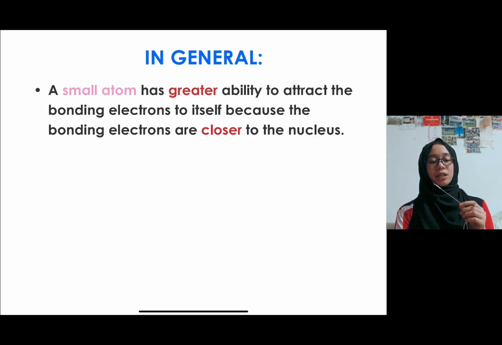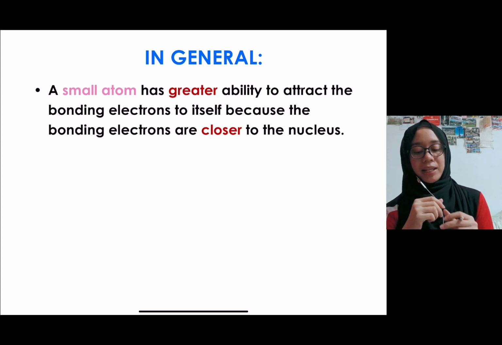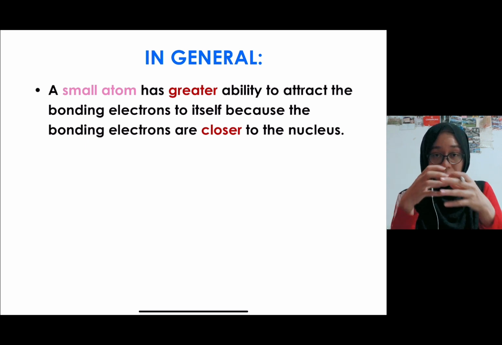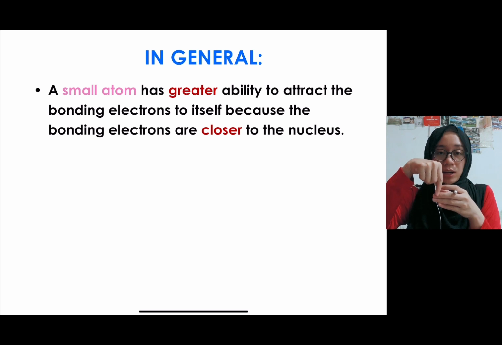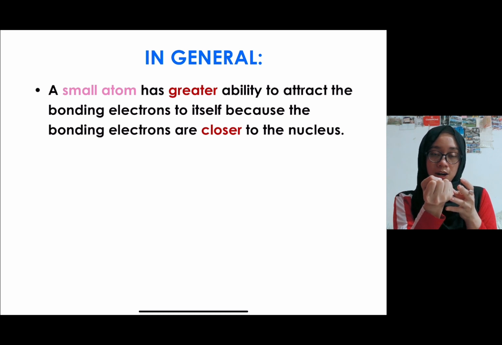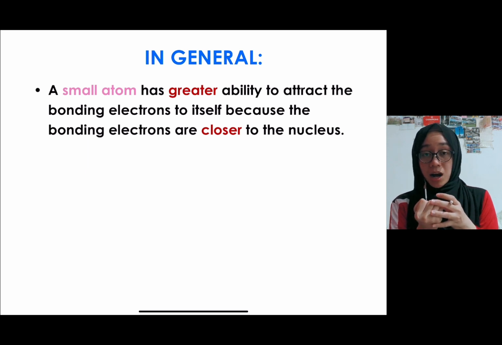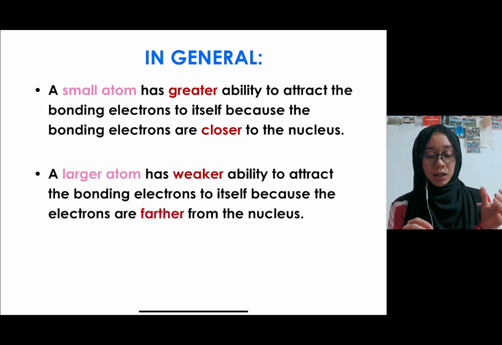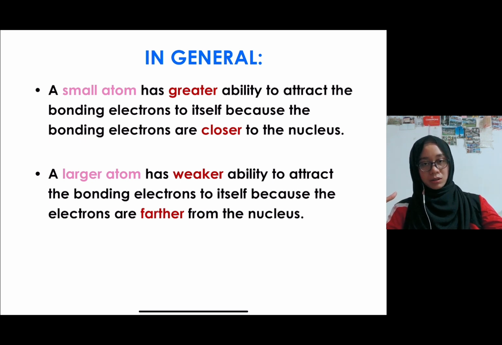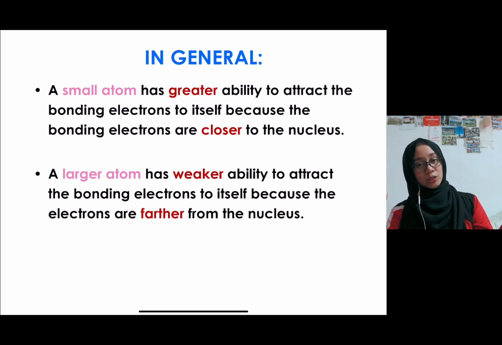Okay, so in general, a small atom has greater ability to attract the bonding electrons to itself because the bonding electrons are closer to the nucleus. Sebab saiz dia kecil kan, dia share pun elektron dengan orang lain. So masih lagi elektron yang diorang share tu akan kecenderungan untuk ke arah diri atom yang kecil tu tadi lagi besar. Okay, compared to a larger atom dia dah besar. Dia nak tarik valence electron pun dah susah. Apatah kalau valence electron dia tu dia pergi share dengan someone else yang lagi kecil. So elektron yang diorang share tu dia akan susahlah nak tarik.